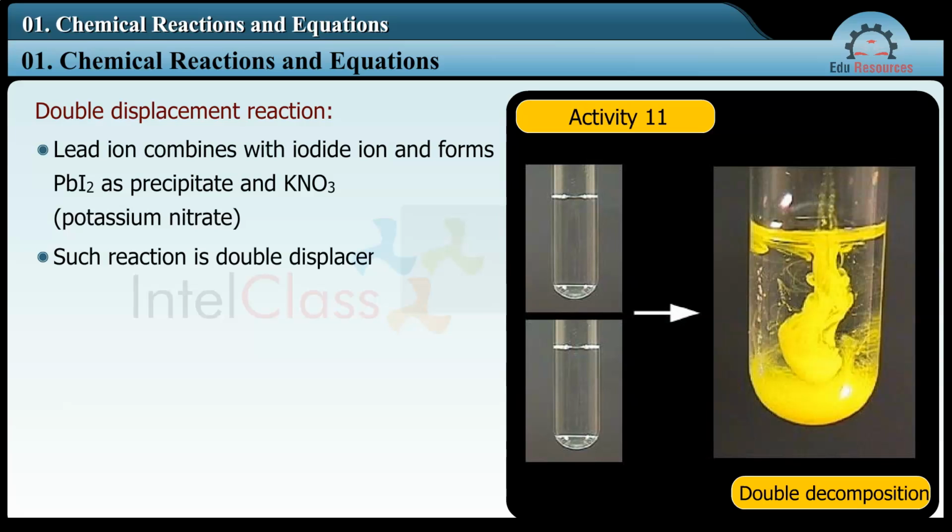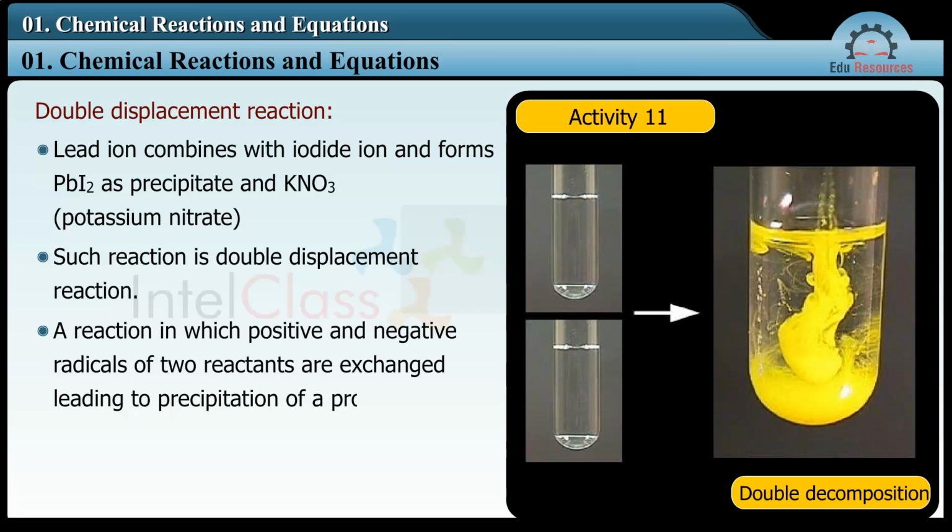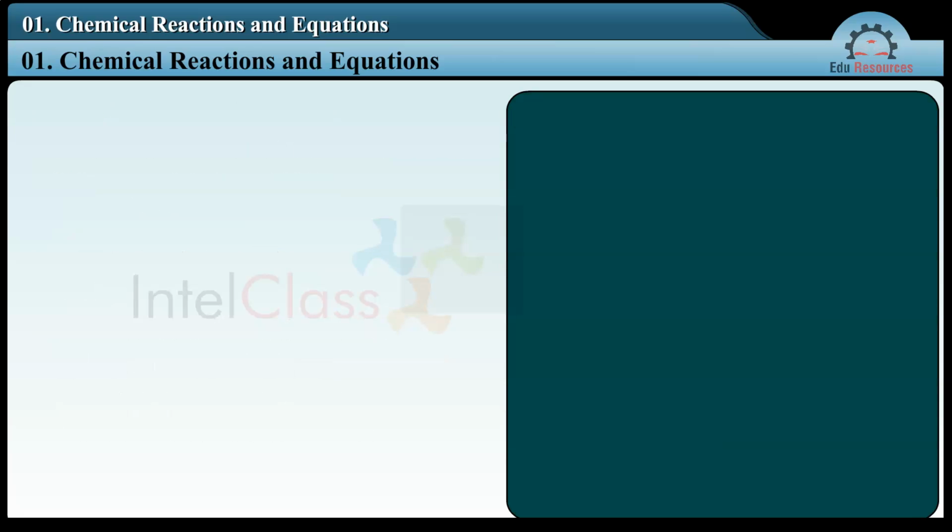Such a reaction is a double displacement reaction. A reaction in which positive and negative radicals of two reactants are exchanged, leading to precipitation of a product, is called a double decomposition reaction.